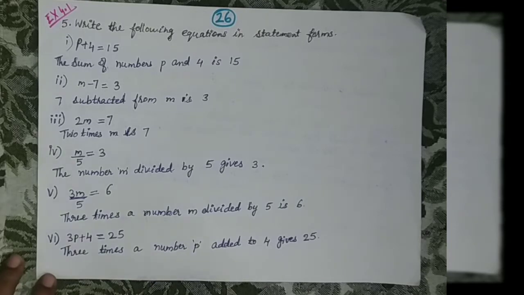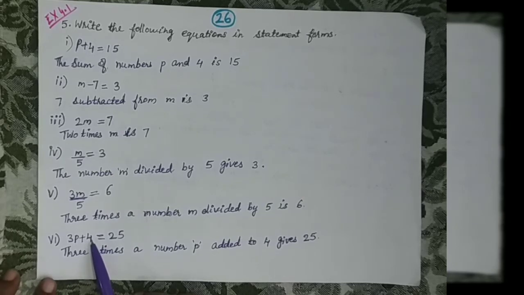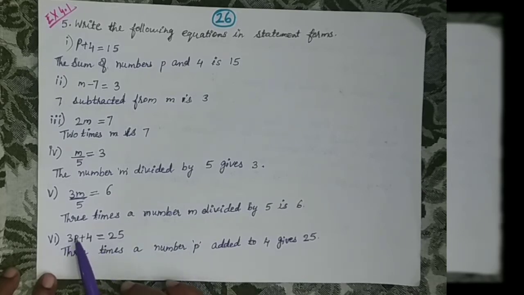Okay. Now, sixth one. 3p plus 4 is equal to 25. What is 3p? 3 into p. That means 3 is multiplied by p. Then what is added? 4 is added. Then you are getting 25. You have to make the statement 3 times a number p. 3p means 3 times a number p. Added to 4 gives 25.